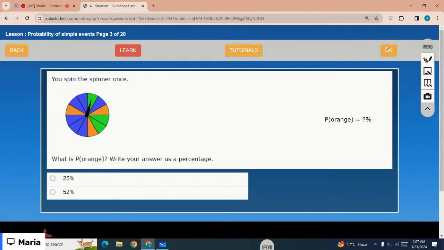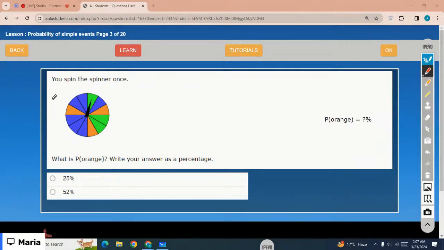Okay, if you spin the spinner once, what is the probability of orange? So you have to calculate the probability of orange, right? So the total outcomes are, let's just see how many total outcomes: 1, 2, 3, 4, 5, 6, 7, 8, 9, 10, 11, 12, right? The total are 12. Orange are 1, 2, 3. Three of them are orange, right? So that is 3 out of 12.